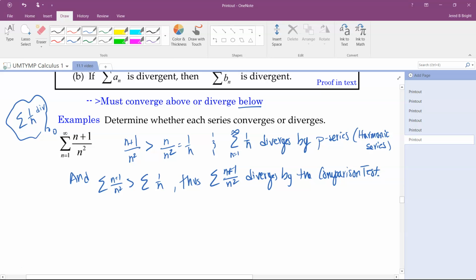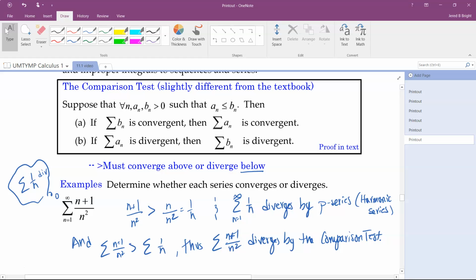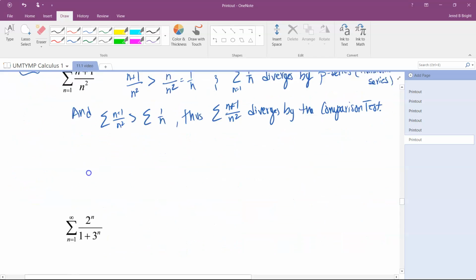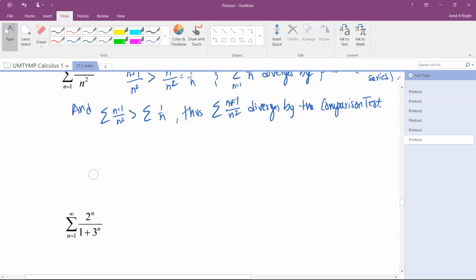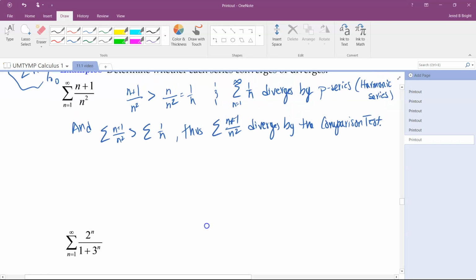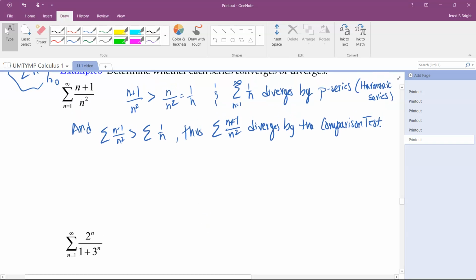Now, technically, there was a component that I did not check that I really should. I need to confirm that the sequences contain all positive values. In most cases, when you're working with natural numbers, it works, but just be aware and have that on your radar. So now I want you to pause the video, try this one, and determine if it converges or diverges using the comparison test.